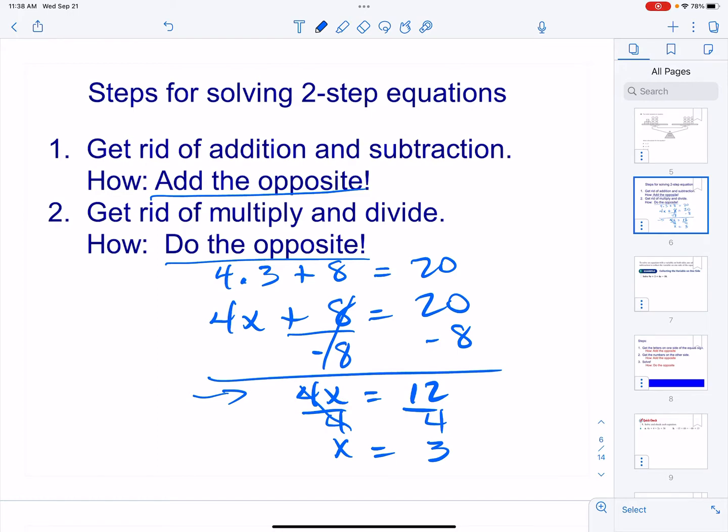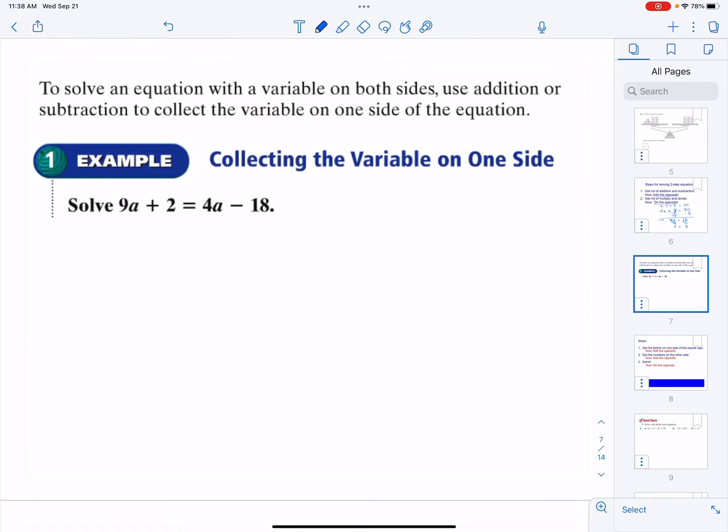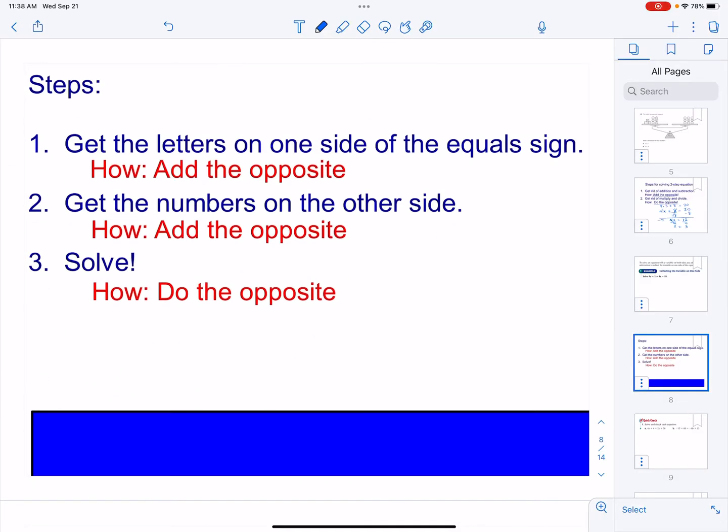So today what's going to happen is we're going to end up with variables on both sides of the equation. So we kind of have to modify our rules just a little bit. And here's what we're going to do for equations with variables on both sides. We're going to, 1, get the letters to one side of the equal sign. I prefer the left-hand side, so I'm going to move all my letters to the left. How do I do that? I add the opposite. Then we're going to move all our numbers to the other side of the equal sign. And again, we add the opposite.